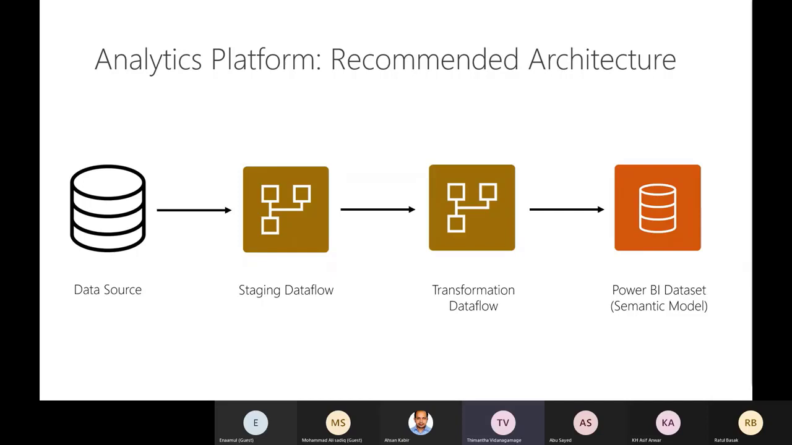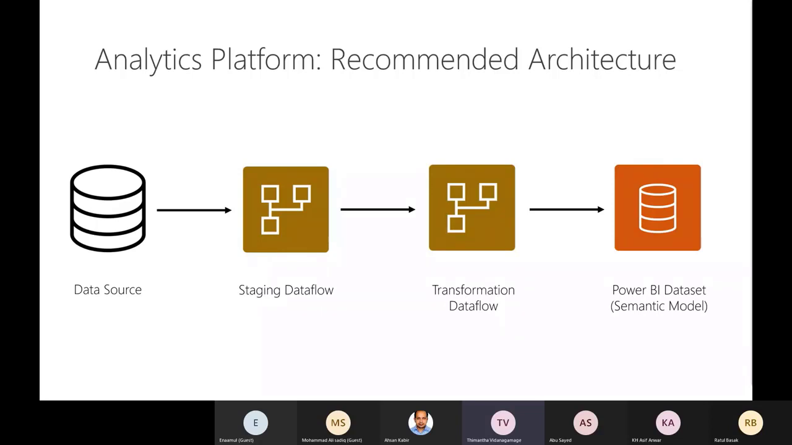I will show you the entire process. I would just walk through this in the demo session. So for now, just keep in mind what this is. The staging data flow ingests the data as is from the data source tables and provides them as output tables.